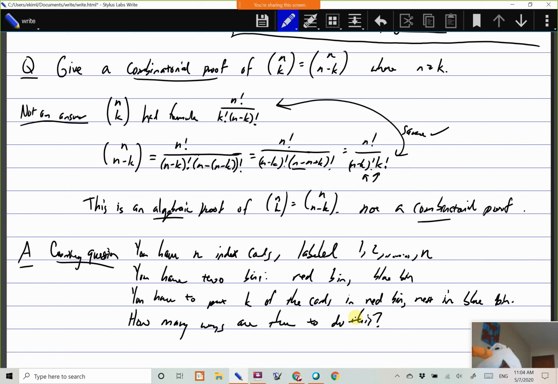The n minus n's cancel out there. So look, other than the two things that are multiplied together in the denominator being swapped, we can see that these are the same. So this is a proof, it's just not a combinatorial proof. In fact, to clarify what's going on here, let me say that this is an algebraic proof of n choose k equals n choose n minus k. This is not a combinatorial proof.